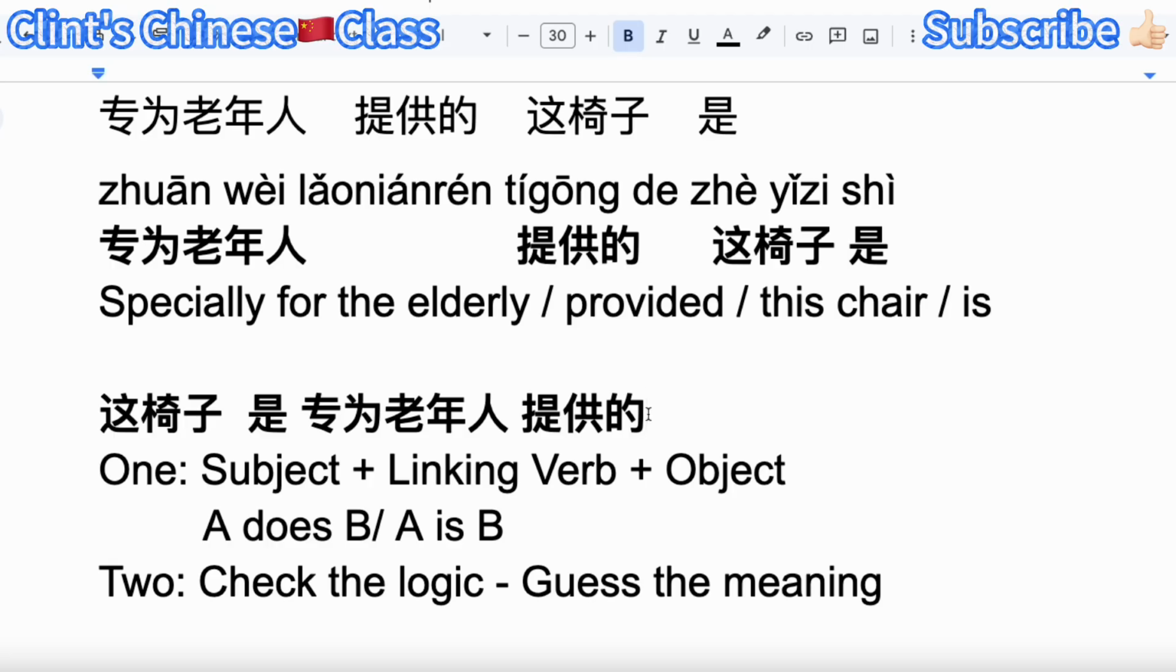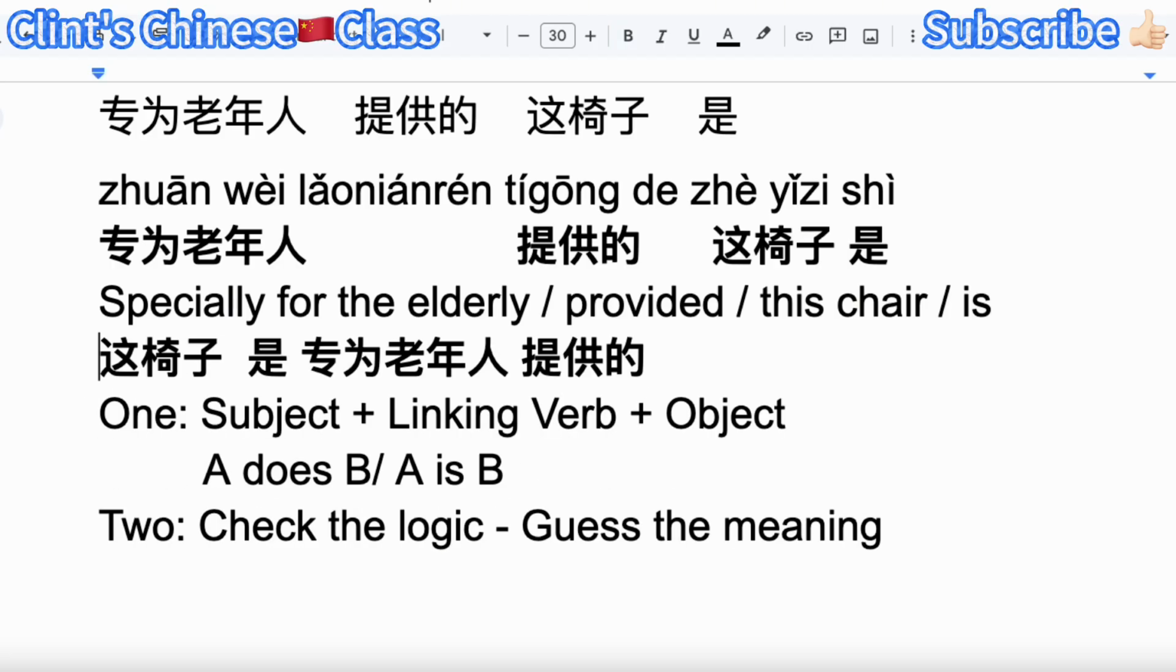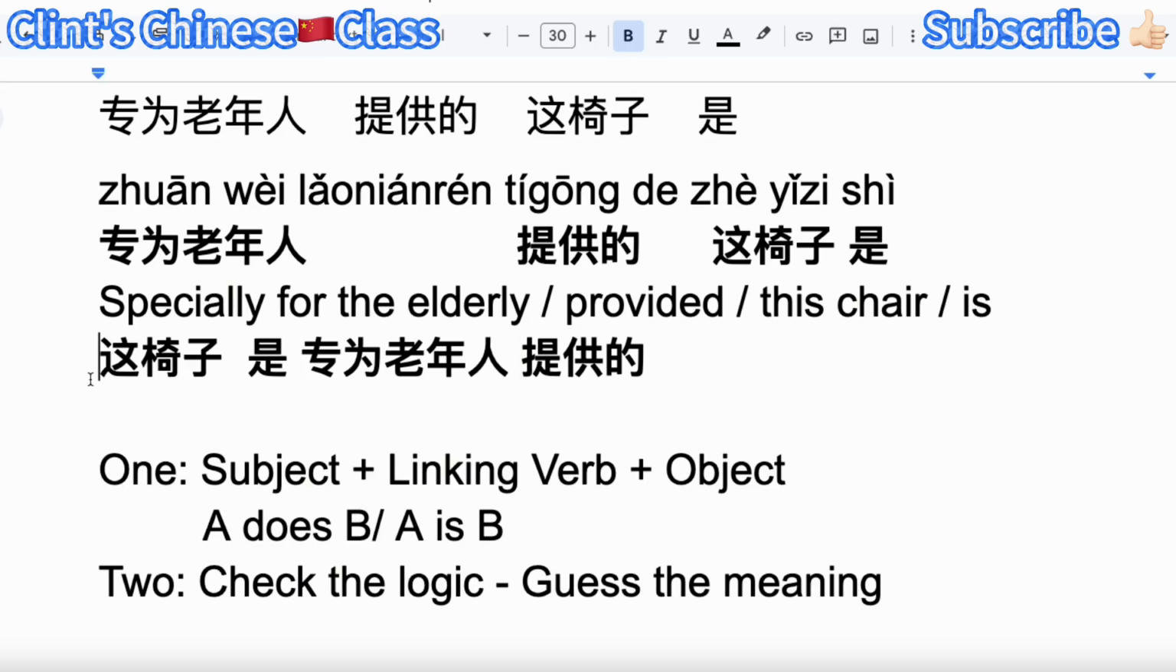Actually, in Chinese, there's one case, omission. Omission means we are clear about the noun, then we just omit it. All right. Okay, then let's take a look. This chair is specifically provided for seniors. And that's what we're going to talk about today.